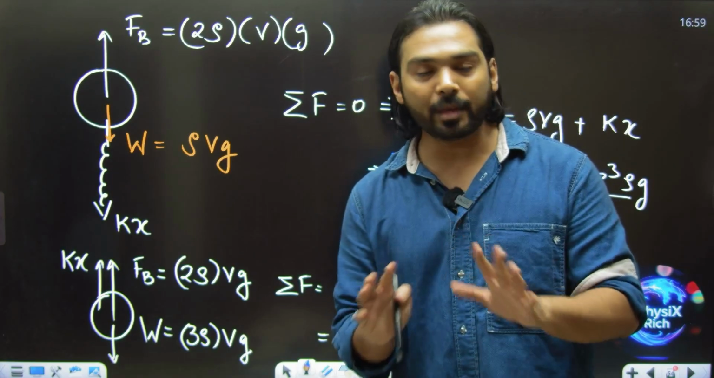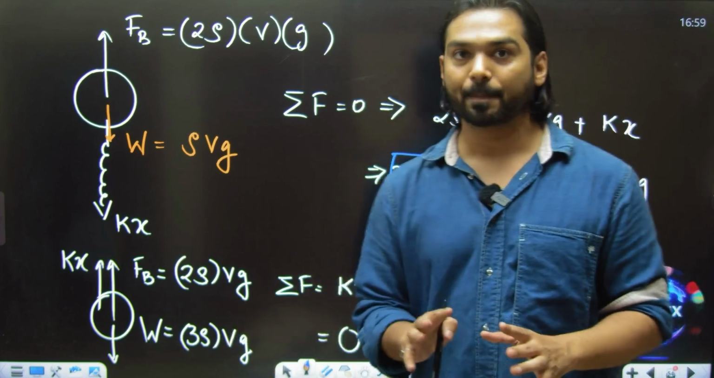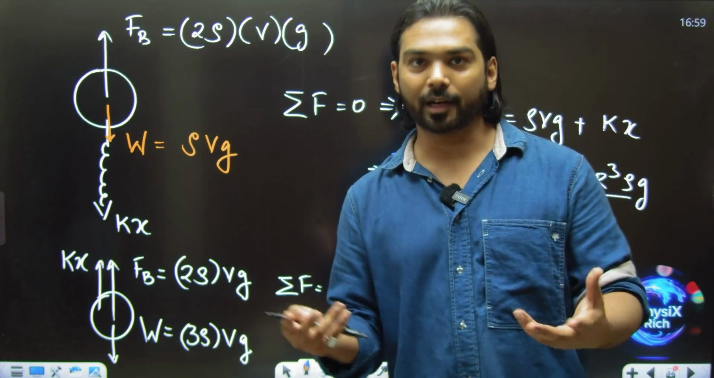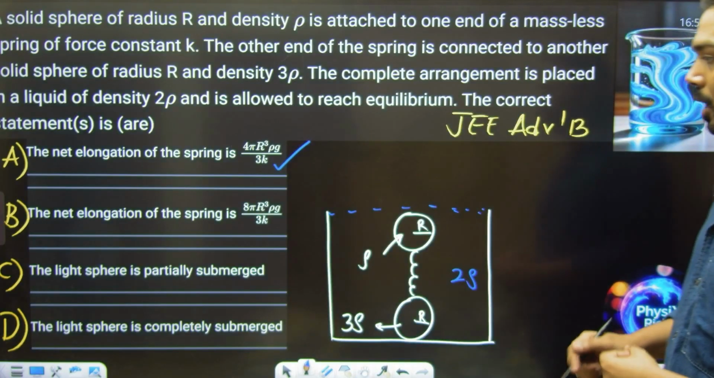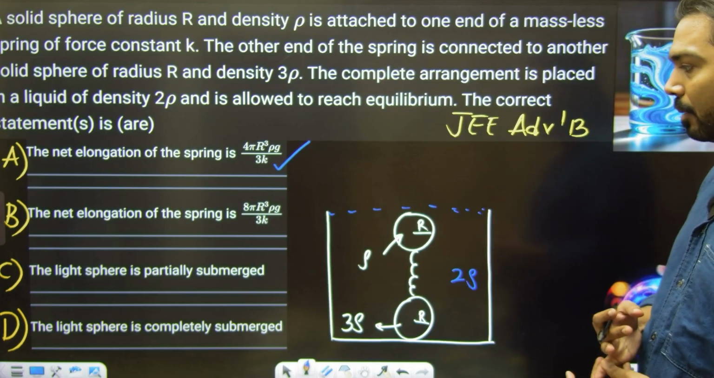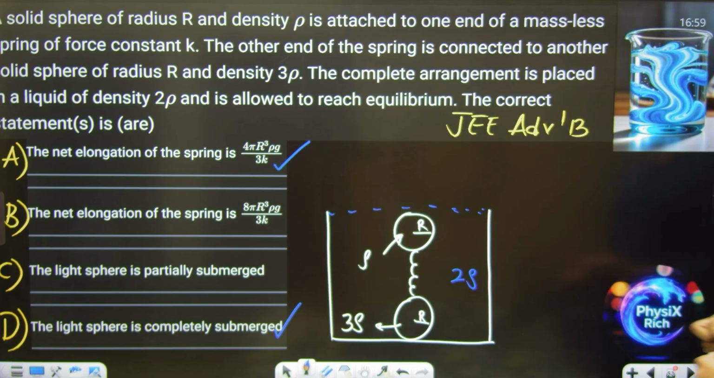It would have been wrong if this was not at equilibrium. Then we would have figured out another way to solve this problem. But yes, the light sphere is completely submerged and the net elongation is given by option A.